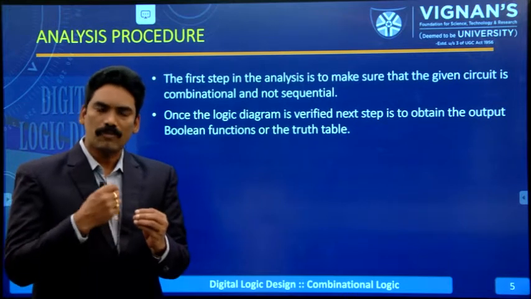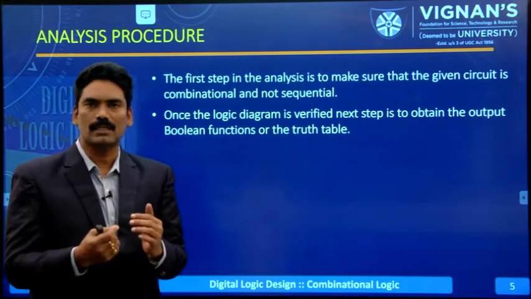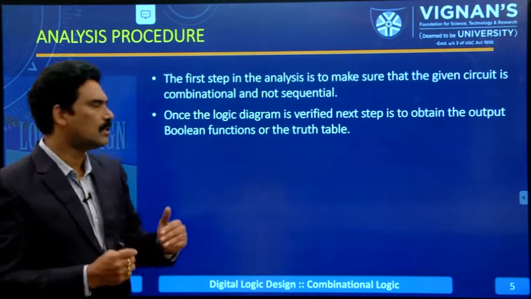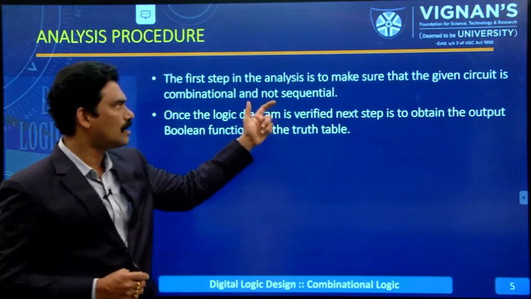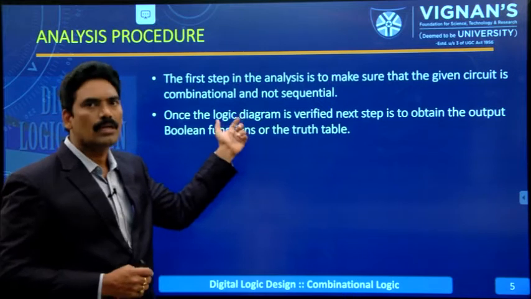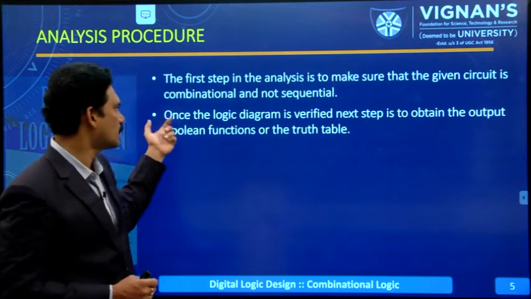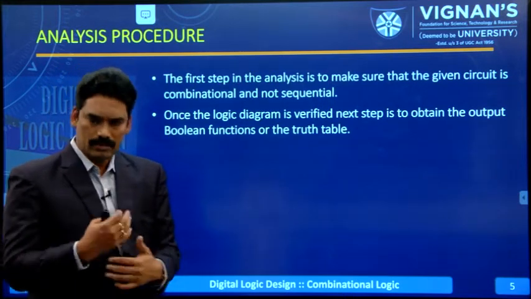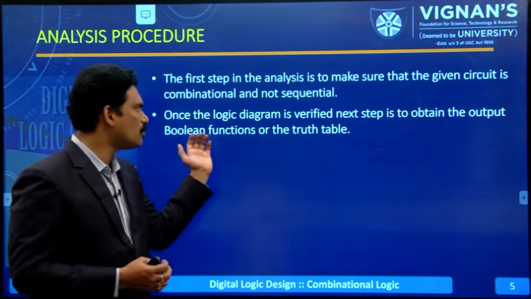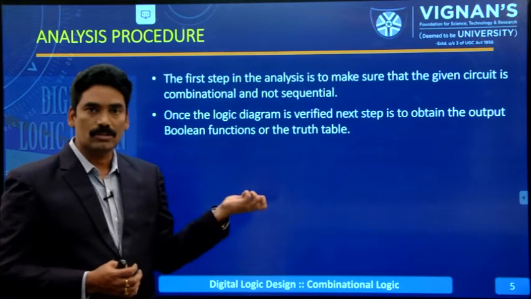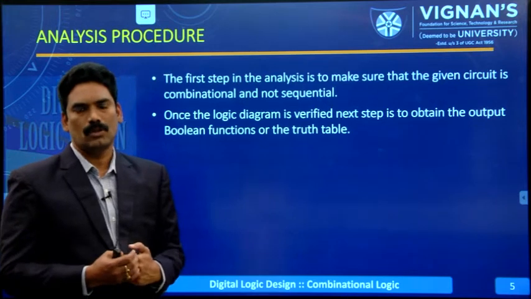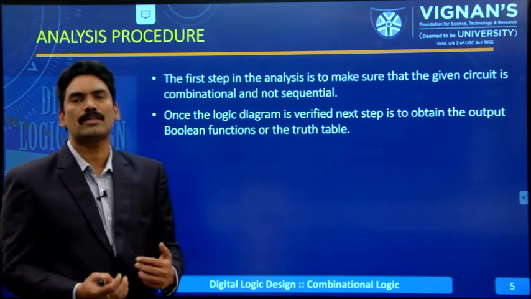So the first step is to check whether the circuit is combinational or sequential. That's why the first step in the analysis is to make sure that the given circuit is combinational and not sequential. Once the logic diagram is confirmed, the next step is to obtain the output Boolean functions or truth table. First, we have to identify the outputs of the circuit, that is, our expected outcome.